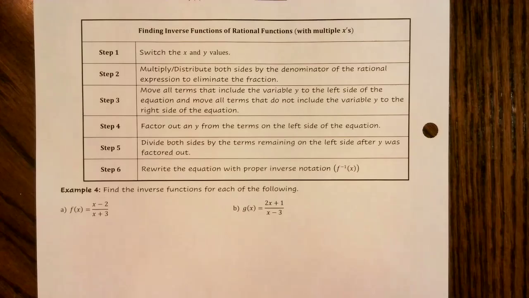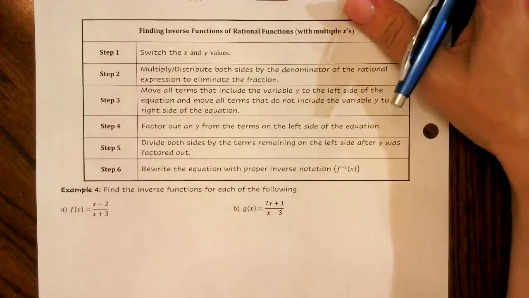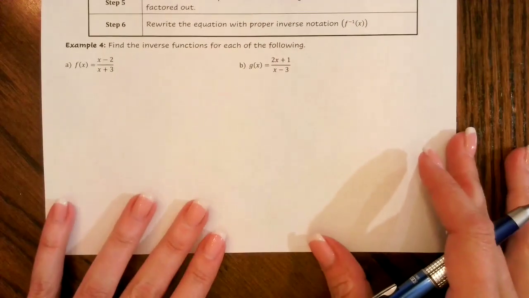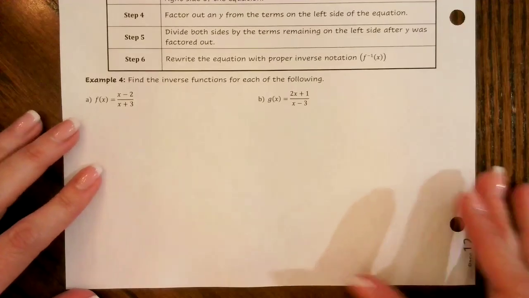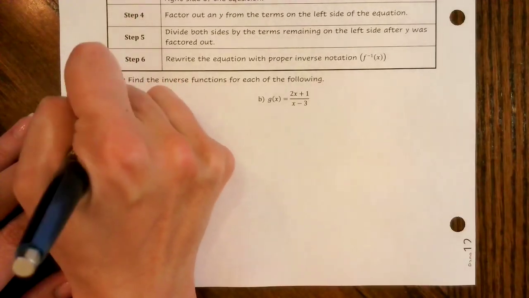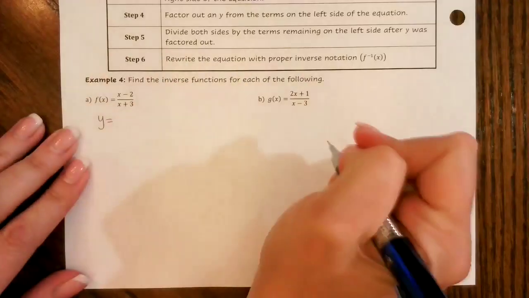There's some steps there for helping you find some inverses that are a little bit more difficult, for example, rationals. So the steps are typed there for you. I'm not going to read through all of them. I'm going to go ahead and do a problem with you so that you can see it, because these are a little bit harder to do. All right, our steps are still the same. We're going to go ahead and write that with a y.